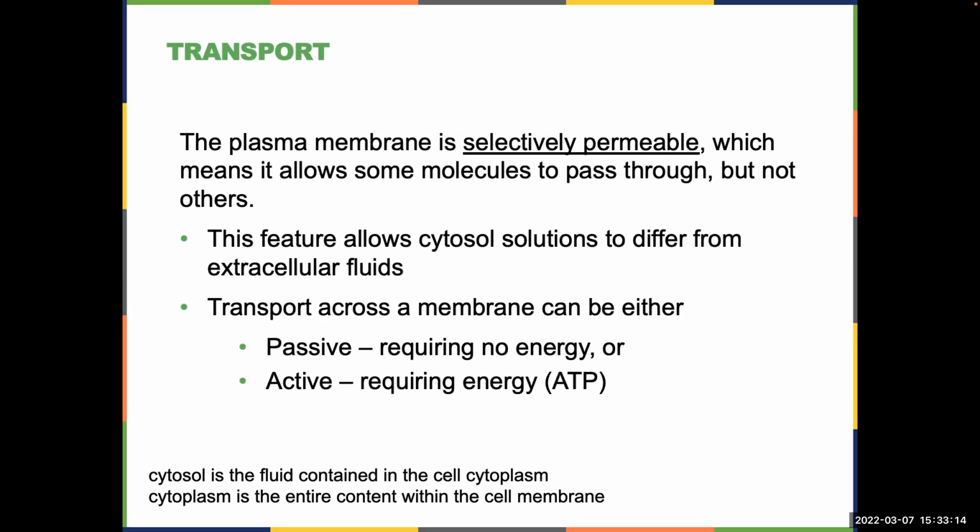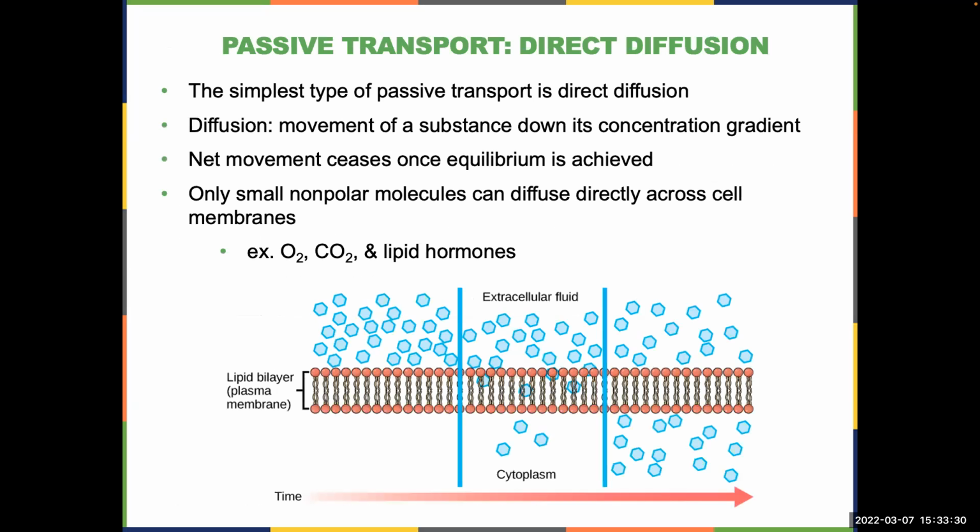Transport can be passive. For certain molecules, it's passive, and for other molecules, it is active. If it's active, it requires ATP. If it's passive, it does not require ATP. So we'll first look at simple direct diffusion. We'll look at facilitated diffusion. Then we'll look at active, okay?